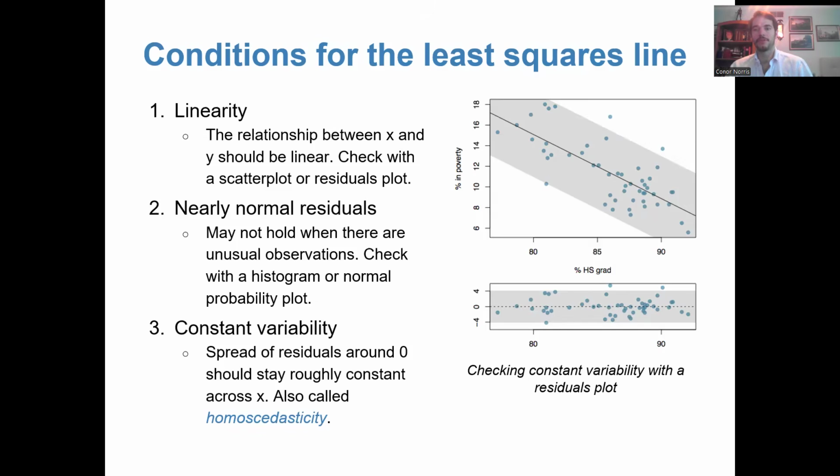And third, we need constant variability, also called homoscedasticity. Basically, what that means is that the spread of residuals around 0 should stay roughly constant across the range of x, like you can see in the residuals plot on the right. You don't want to see some crazy variation up here at the high end or down here at the low end.